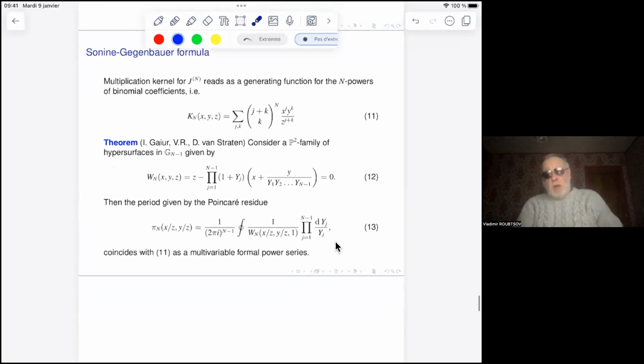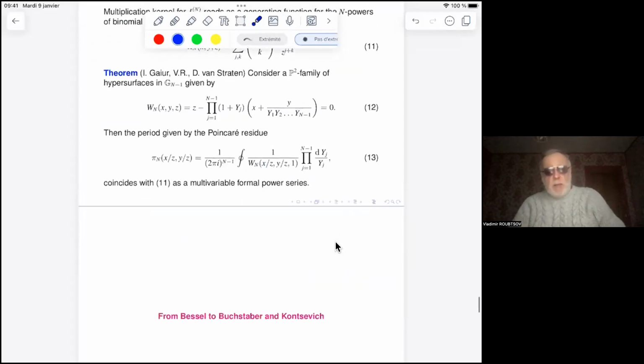formula. So our kernel and the period exactly have the same formal series expression. So the formal series for this integral, which we proved, and the formal series which one can obtain from Odesky and Kontsevich, it is the same. It's just direct verification.